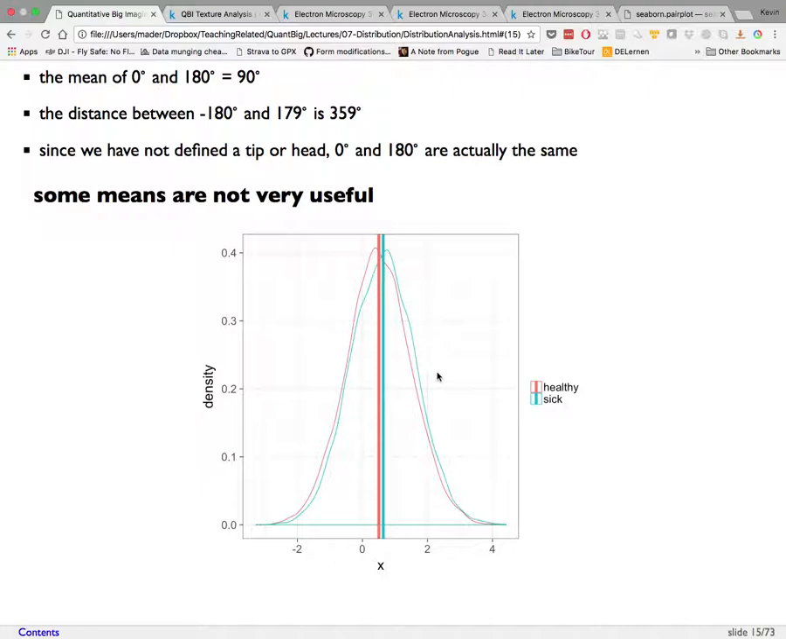And means are not commonly very useful anyways. Here's an example of a healthy and a sick group where you measure the distribution and try to show the mean, and you don't see very clear distinctions between those groups.